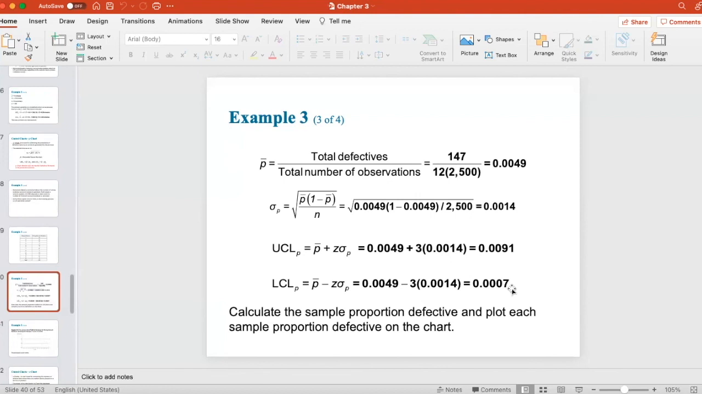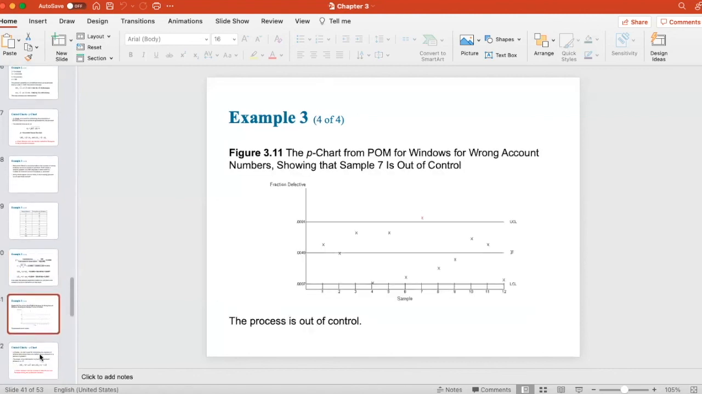If you get a negative value, you have to normalize it to 0, okay? Because if UCL and LCL are negative, they don't actually have any meaning. That's why we normalize to 0, okay? This is one thing that I want to point out.